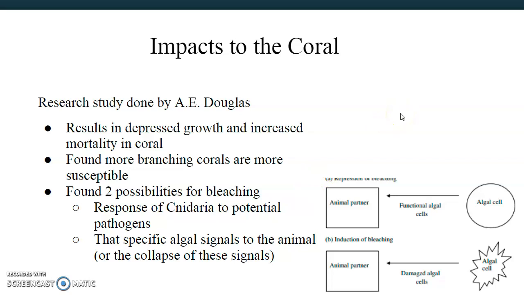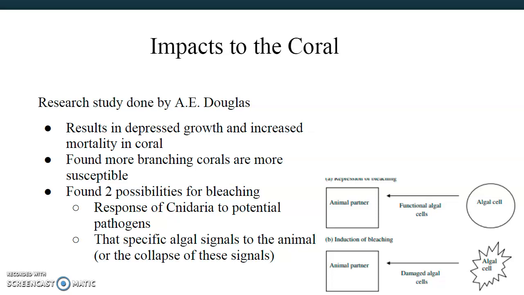So, some impacts to the coral. I found a research study done by A.E. Douglas, and what he found was pretty important, to be honest. He found that this coral bleaching not only hurts the coral by making it ghost white, looking like a skeleton, but actually depresses the growth of coral themselves and increases the mortality in coral. Now, he was able to find that if things are changed back to where they were, the coral can actually survive and the algae can come back and replenish itself back into the body of the coral.